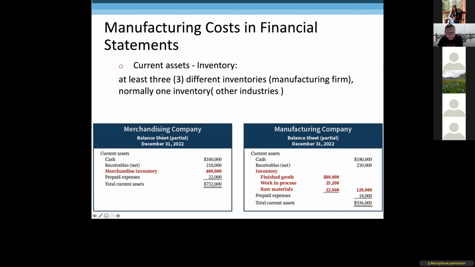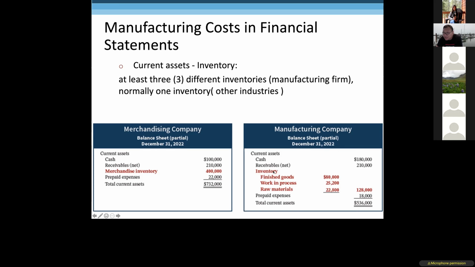So basically, when you compare the balance sheet, I really want you to pay attention to see the difference. On the balance sheet, the current asset is only the inventory. For a merchandising company like Superstore, they have a merchandise inventory. For the cheese factory, a manufacturing company, they have three.